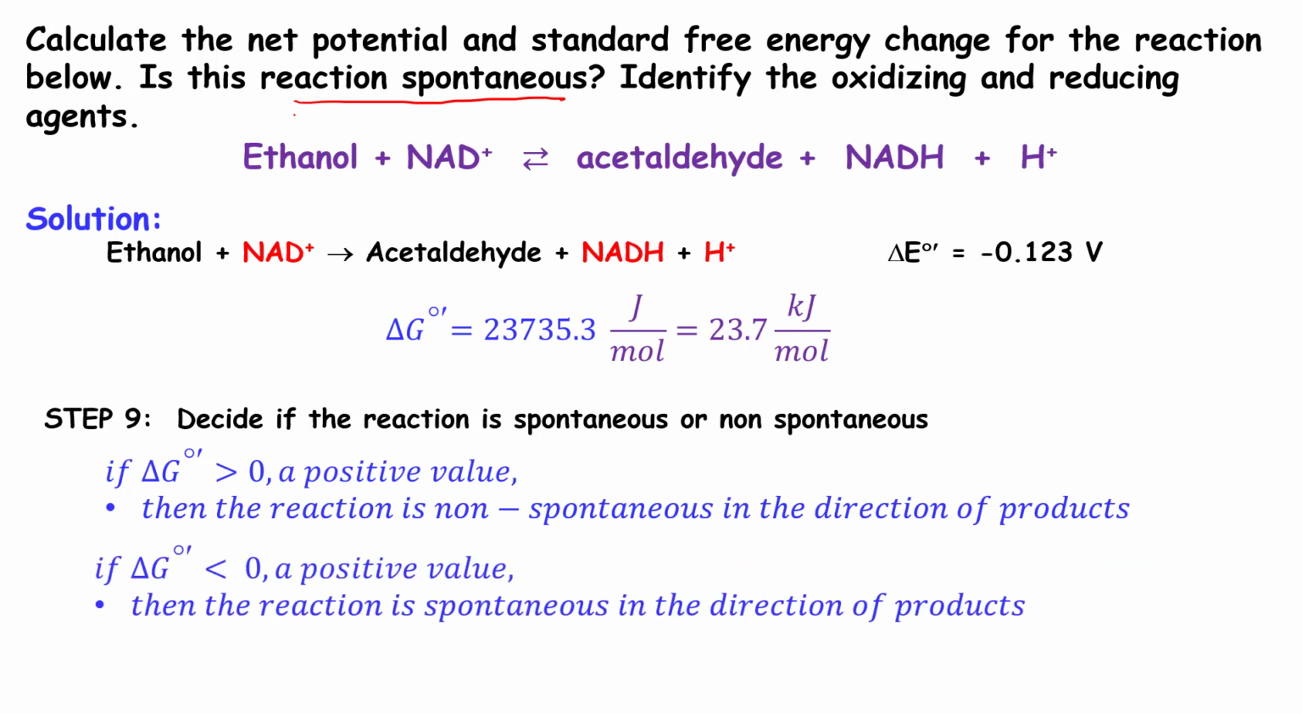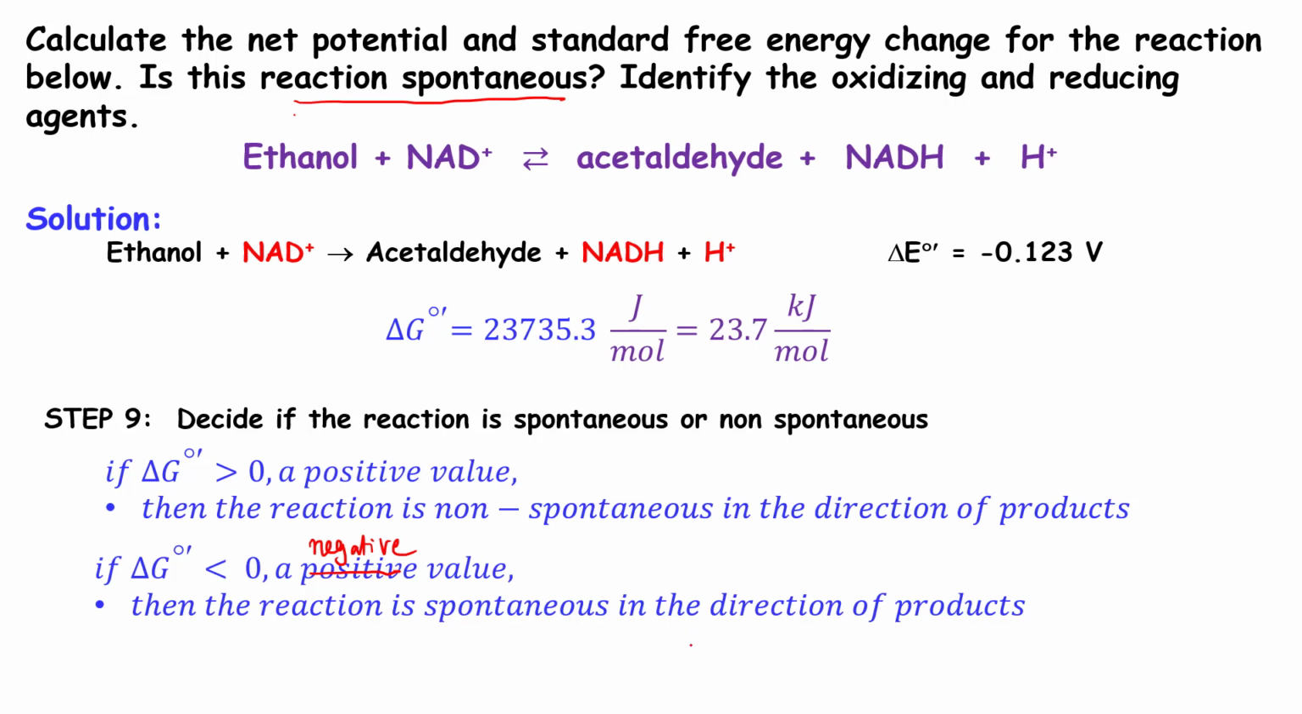And then rule number 2 says if delta G naught is less than 0, which should not say a positive value here, it should say a negative value. So this should say negative, sorry. If this is a negative value, then the reaction is going to be spontaneous.